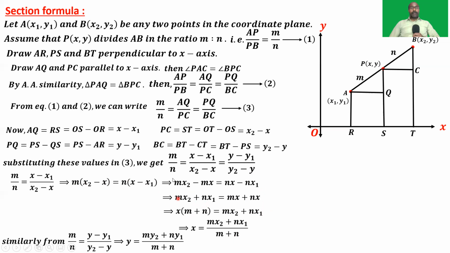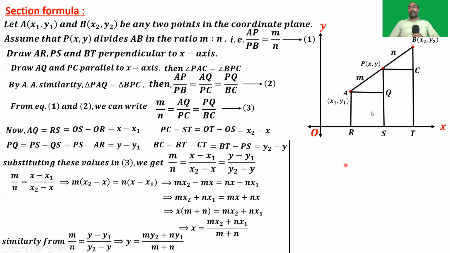Similarly, from m by n is equal to y minus y1 by y2 minus y. That is, if you take first and third terms, then we get y is equal to my2 plus ny1 by m plus n. So we got x is equal to mx2 plus nx1 by m plus n, and y is equal to my2 plus ny1 by m plus n.